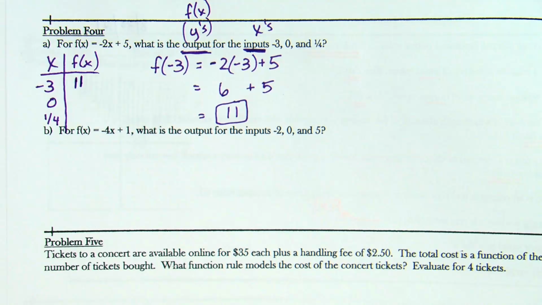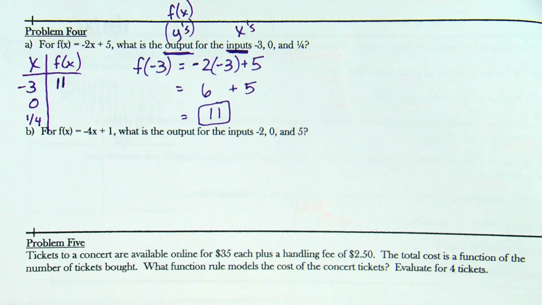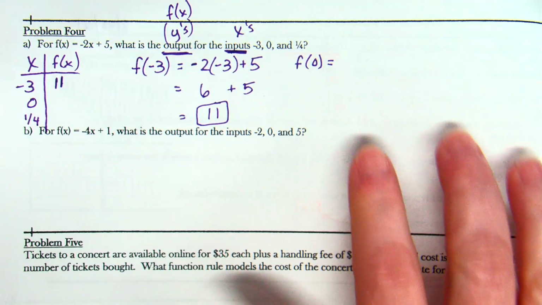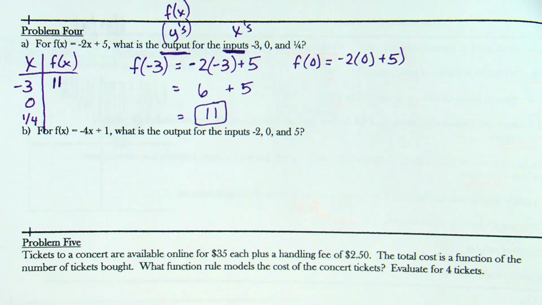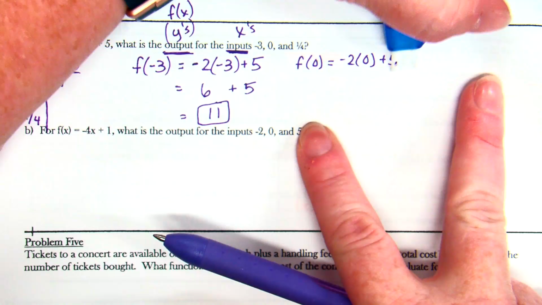No, you have to solve for 0, and they gave us multiple. So restart the problem. This time, every place I see an x, I'm replacing it with 0. So f of 0, negative 2 times 0 plus 5. Okay. Negative 2 times 0 is 0, and 0 plus 5 is 5.